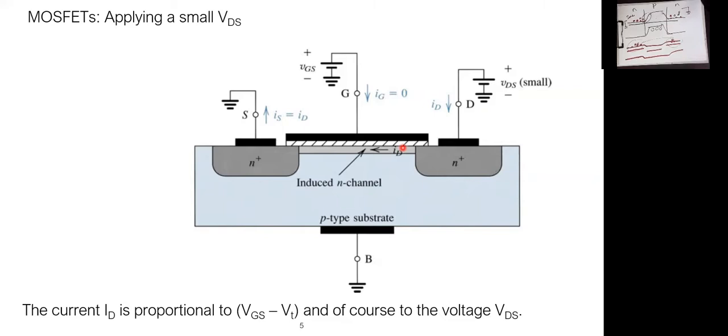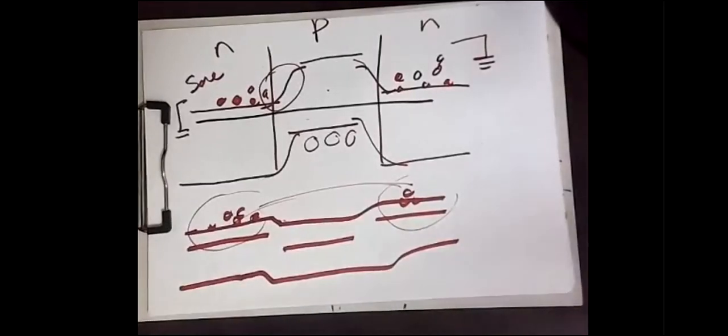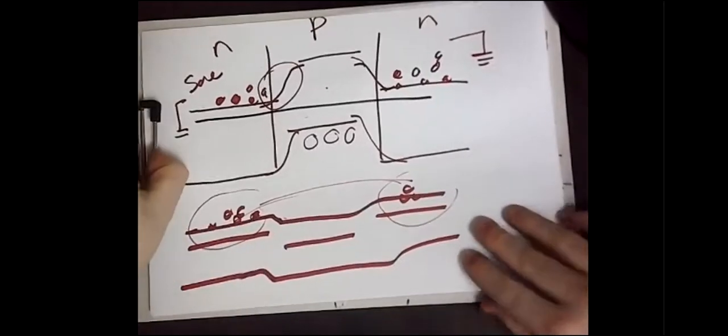Okay. Now, what happens if we start to increase more and more the voltage applied to the drain? What will happen if we increase this voltage more and more? What is the effect of this increase on the schematic, on the energy band diagram, on the performance of the MOSFETs? So let's start to address this point.